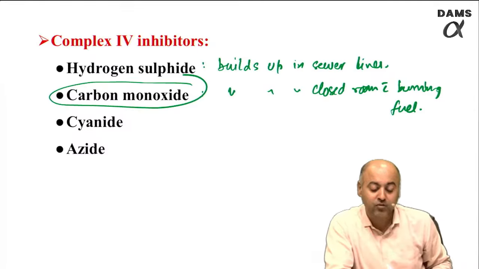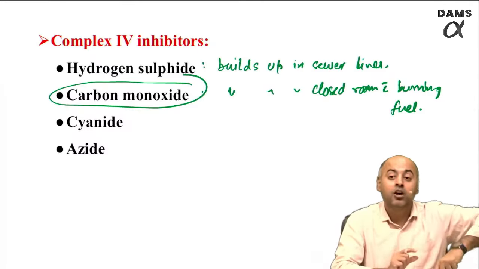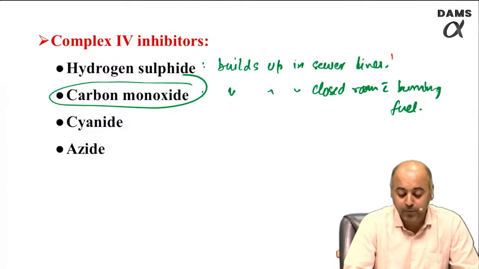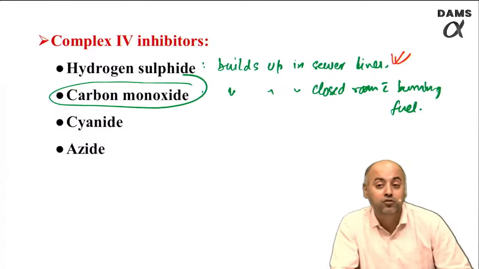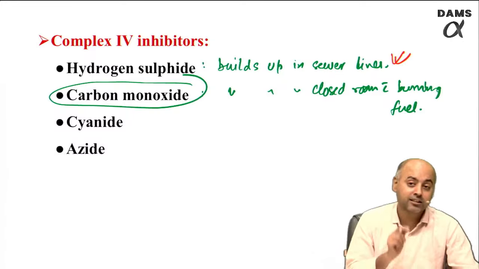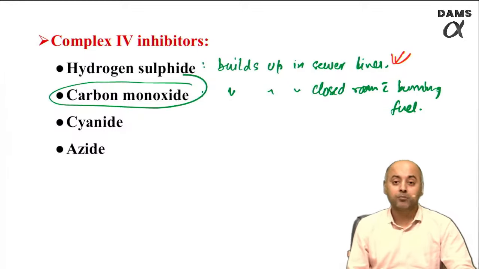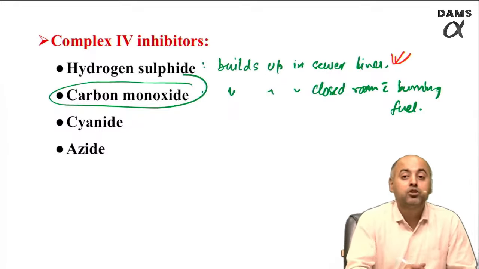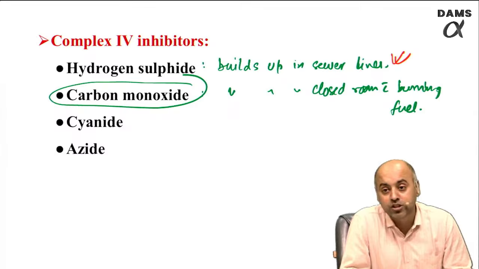So buildup of carbon monoxide will happen in closed rooms or closed places where burning fuel has been left. Alright, and hydrogen sulfide buildup will happen in the sewer lines. It can again cause the death of workers who go inside the sewer lines to do the manual cleaning. So please keep these 2 clinical scenarios in mind when they are mentioned. Then you have to think about these 2 compounds causing the inhibition of complex 4, that is the cytochrome C oxidase.